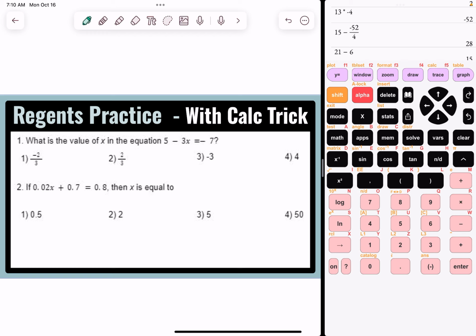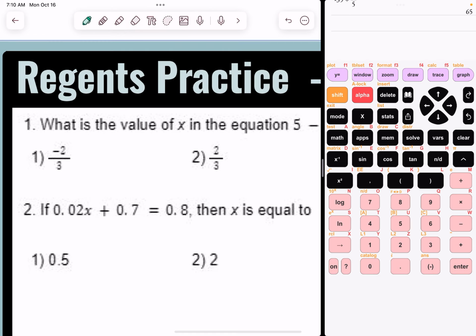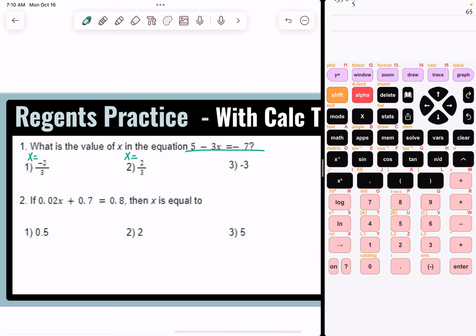So I sadly can't show you on this calculator, but basically what you would be doing is telling your calculator that x equals each of these answer choices, and then you can type directly in the equation, and the calculator would be able to tell you true or false. If you typed in x equals negative 2 over 3, then you typed in this whole thing, it would say false. Let me just show you why.